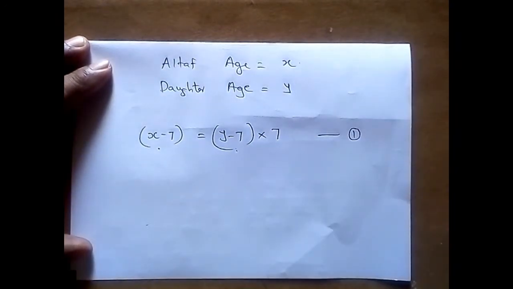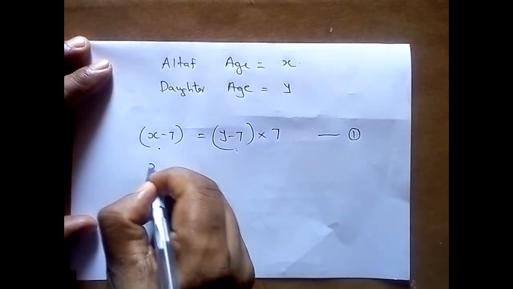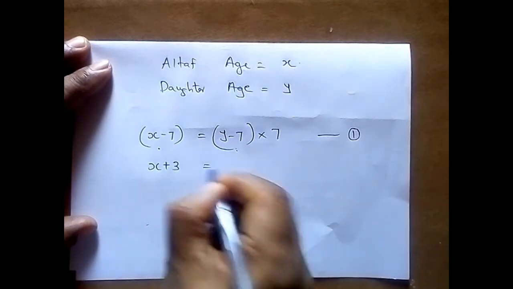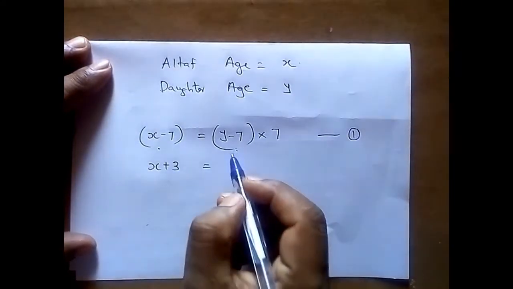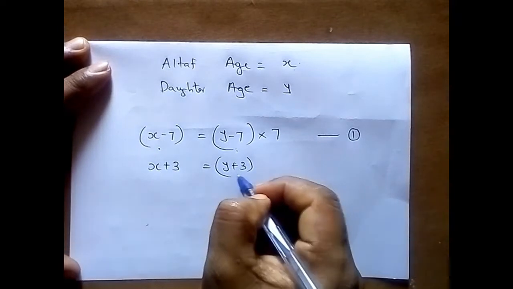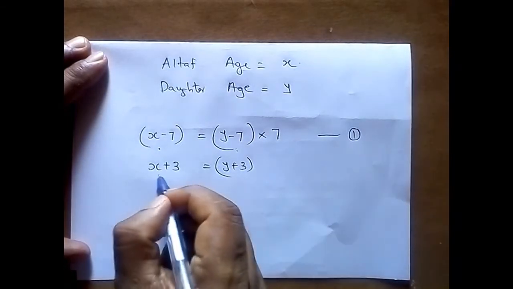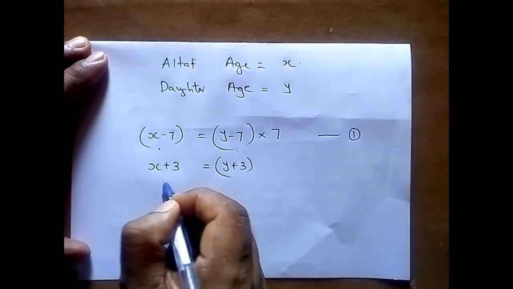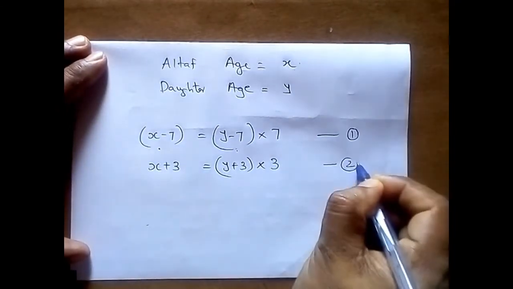Now what he says: 3 years from now I shall be 3 times as old as you. 3 years from now, now he is x years old, so 3 years from now means x plus 3. That will be equal to 3 times as old as his daughter. So after 3 years daughter's age will be y plus 3, because she is y years old now. So how are these two related? After 3 years Altaf's age will be 3 times daughter's age. So this is equation 2.